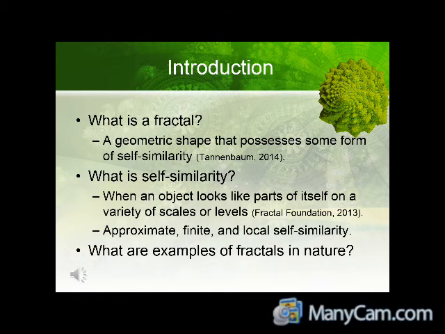Finite self-similarity occurs when an object's generations do not possess self-similarity at a never-ending amount of generations or levels. Local self-similarity occurs when the trait of self-similarity is only observed in specific areas of the object, as opposed to any and all areas of the object. The following slides will give examples of fractals in nature which possess various forms of self-similarity.